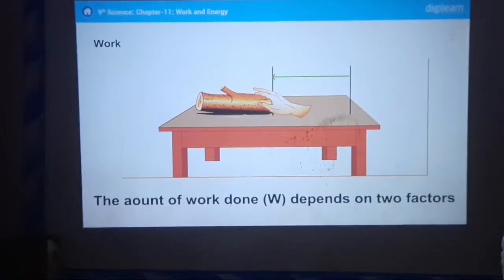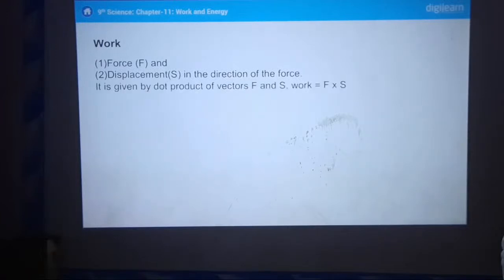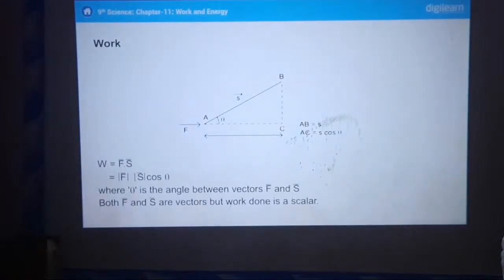The amount of work done, W, depends on two factors: 1. Force, F, and 2. Displacement, S, in the direction of the force. It is given by the dot product of vectors F and S. Work equals F dot S equals the magnitude of F multiplied by the magnitude of S into cos theta, where theta is the angle between vectors F and S. Both F and S are vectors, but work done is a scalar.